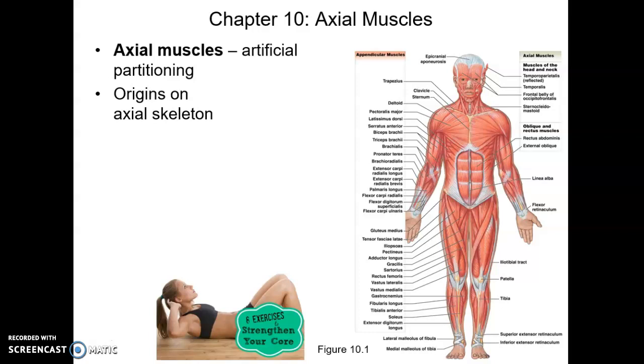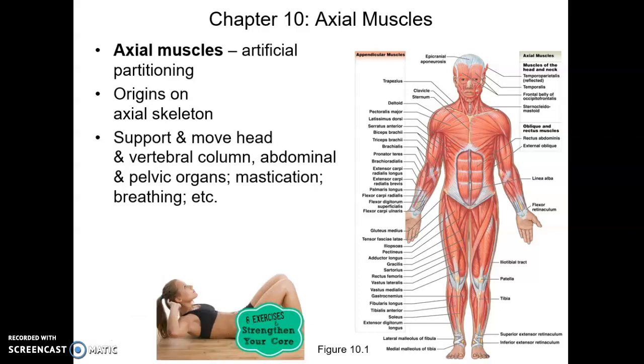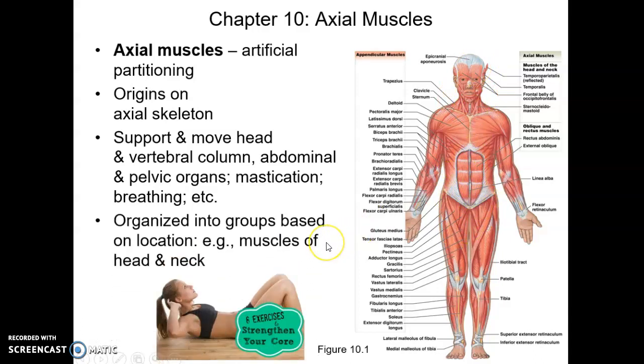If you remember the origin versus the insertion, the origin is the attachment point to a bone that tends to be stationary. So the overall functions of the axial muscles is to support and move the head, vertebral column, support the abdominal and pelvic organs, chewing, mastication, breathing, other associated functions with the torso. And they are organized into groups based on location. For example, muscles of the head, the neck, upper torso, abdominal area, etc.